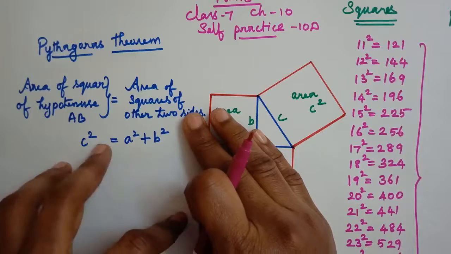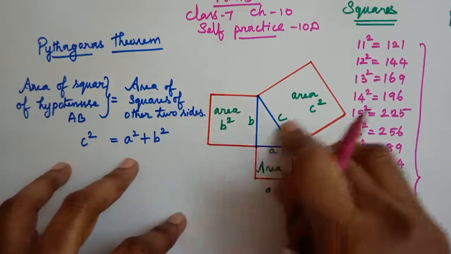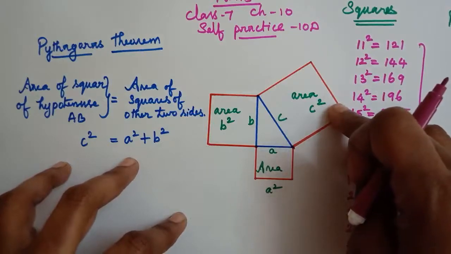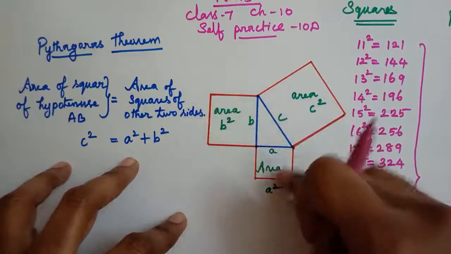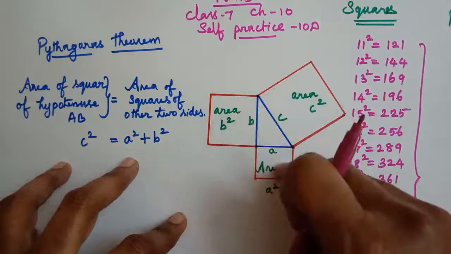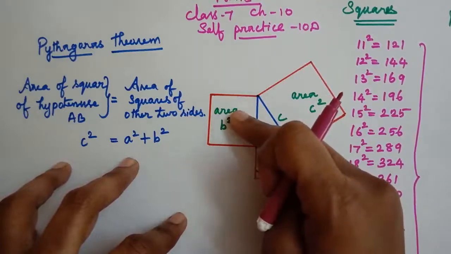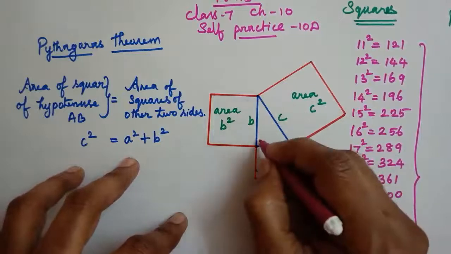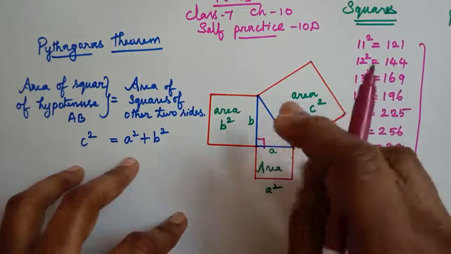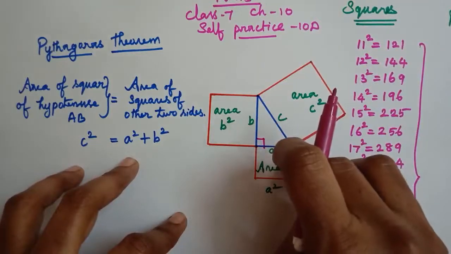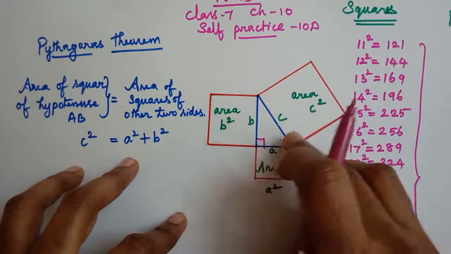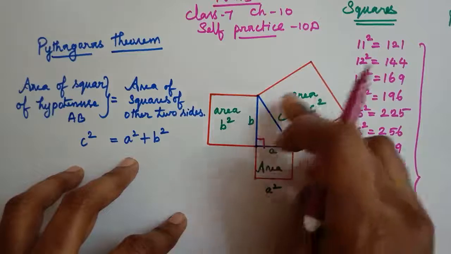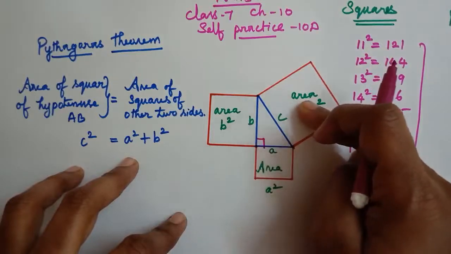Students, listen. Here, the square of the length of the hypotenuse is equal to the sum of the squares of the lengths of the other two sides. That means c squared is equal to a squared plus b squared. Here you just consider the right angle triangle. This is a right angle triangle. It means that if you construct squares on the three sides of the right triangle, then the hypotenuse being the longest side.